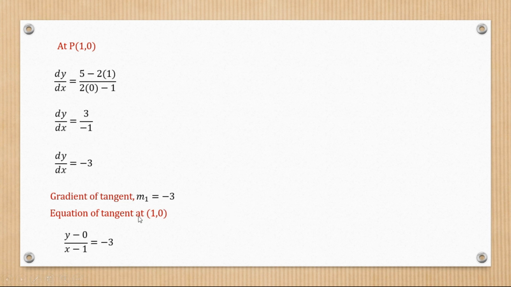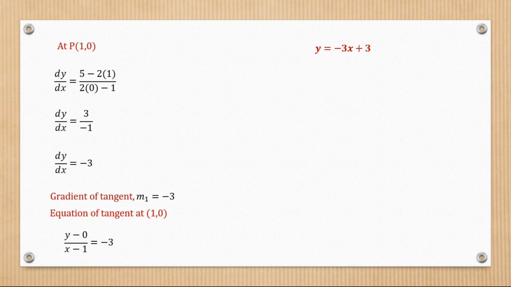So we shall equate these to negative 3 as the gradient. The points we're going to use are 1, 0, so that's why you see y minus 0 over x minus 1 being equal to negative 3. And then y shall be equal to negative 3x plus c.